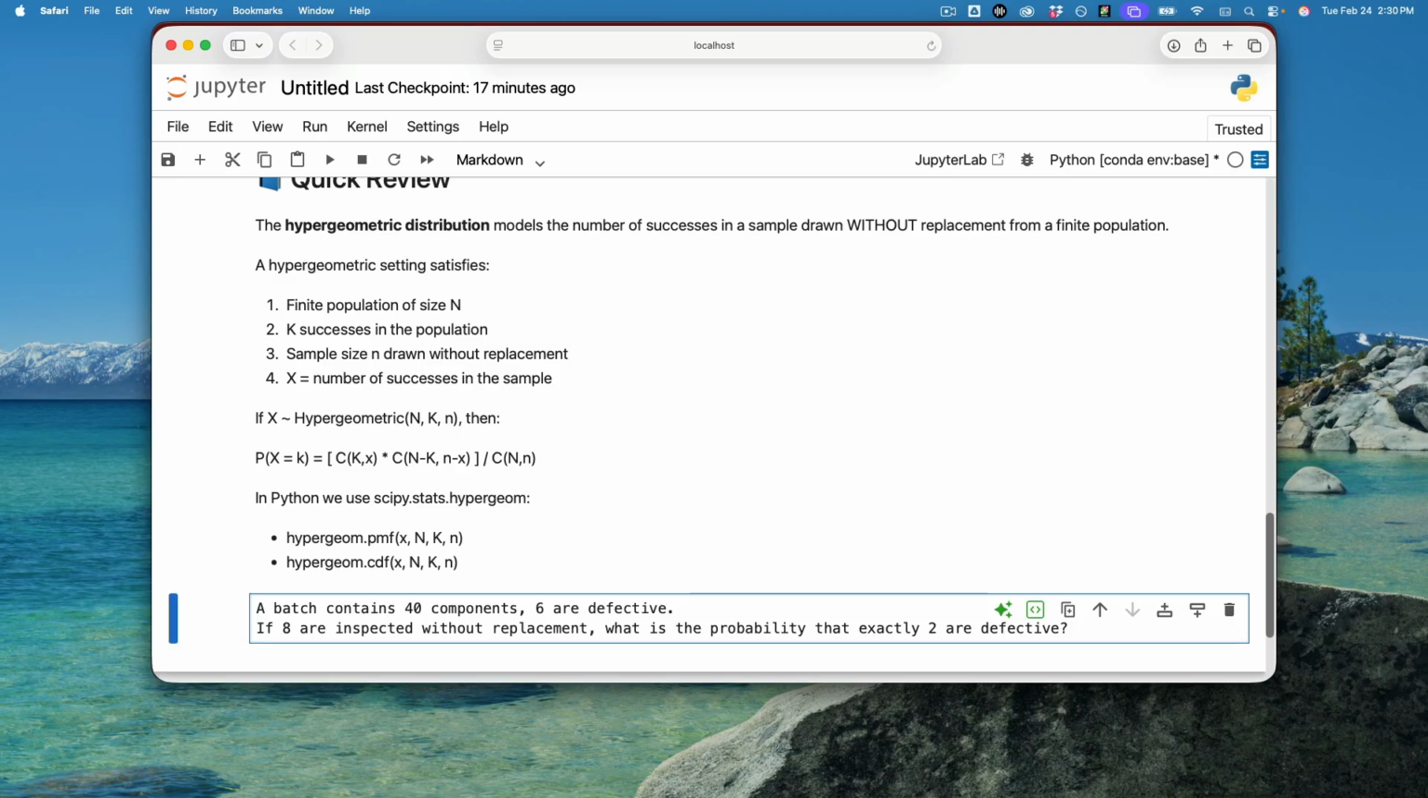Okay, a batch contains 40 components, 6 are defective. A batch of something, whatever. You dream of what you want to put in this batch. If 8 are inspected without replacement, what's the probability that exactly 2 are defective?